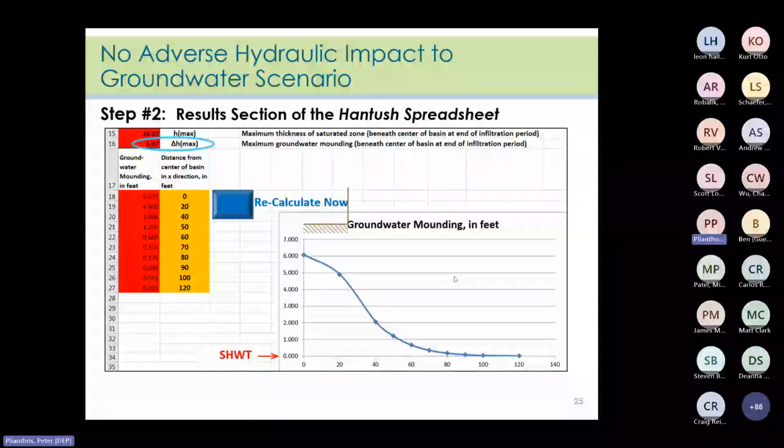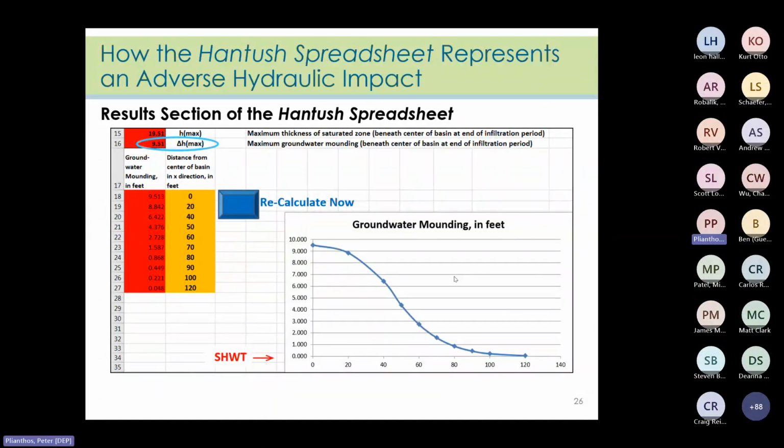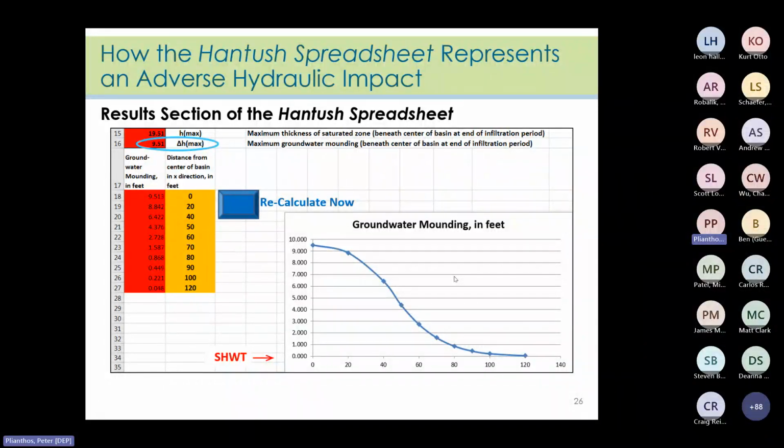Next, let's talk about when things go wrong, meaning adverse impacts. This slide is not for the example I just presented. It is meant to show you what happens in the spreadsheet when the groundwater mounding height is too high.